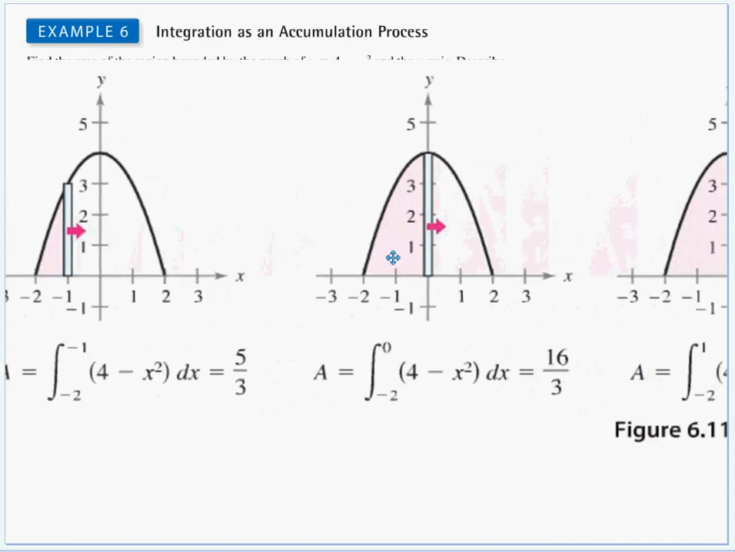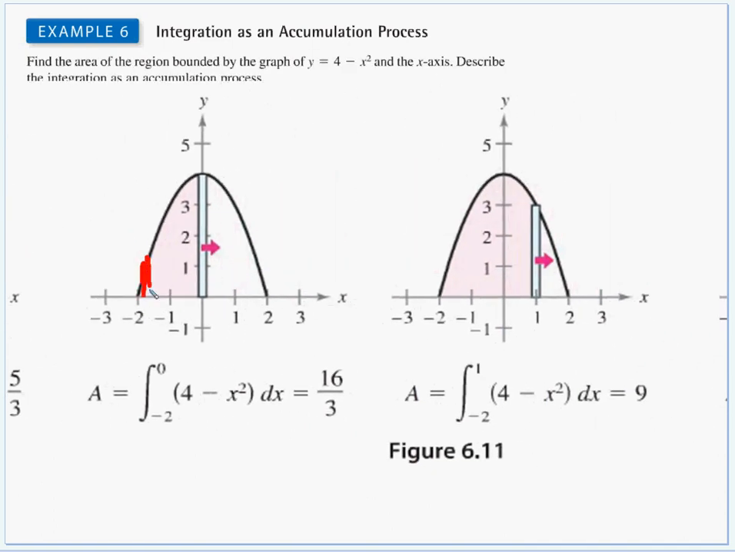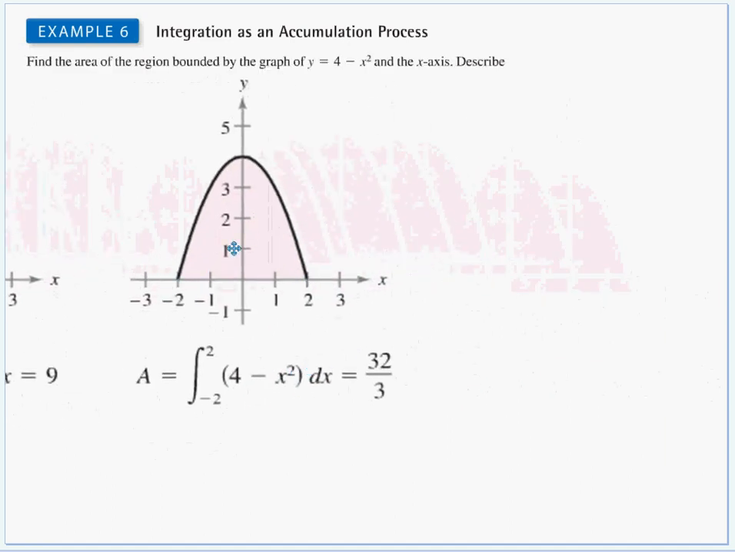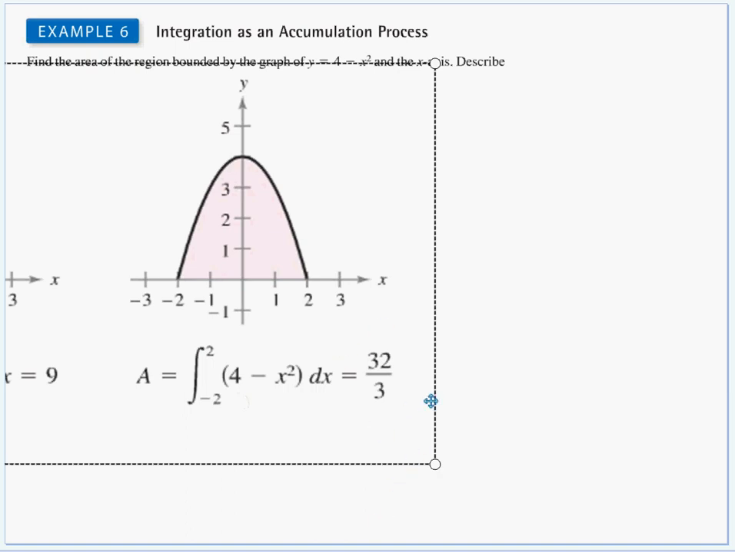Let's go to the y-axis. So we keep accumulating area till now we're at the y-axis. So that's negative 2 to 0. We have our same function. Antiderive and evaluate. We're now at 16/3 of accumulated area. Let's keep going. We move more along to x equals positive 1. We have accumulated more area as we go. So now our limits are negative 2 to 1, and now our area is 9 square units. Let's keep going all the way. Let's finish this off. From negative 2 to positive 2 of our same function, that area is 32/3.